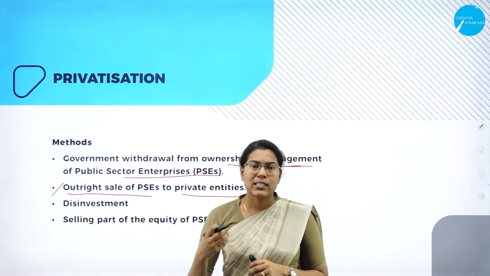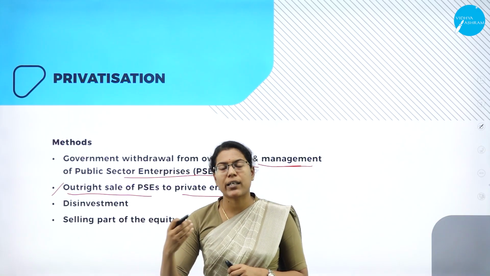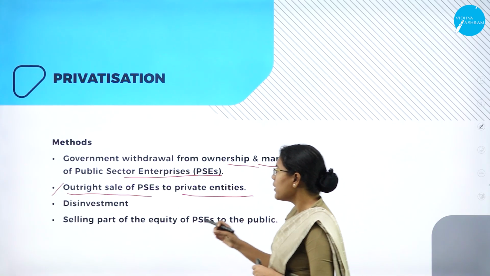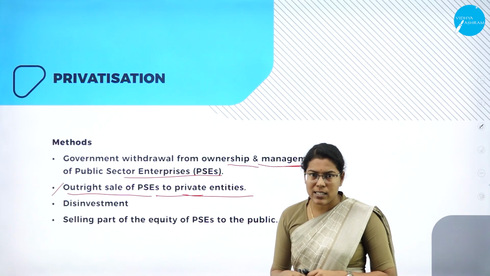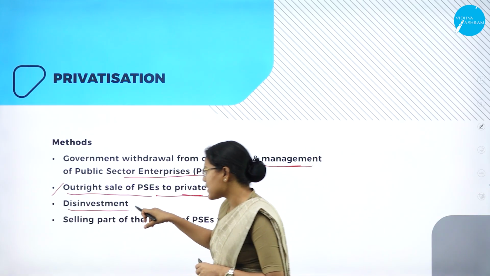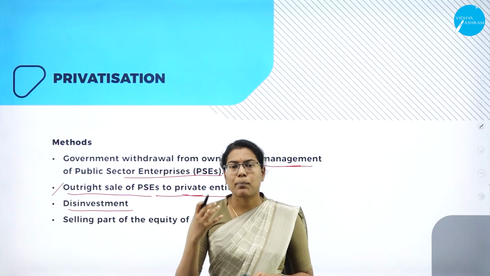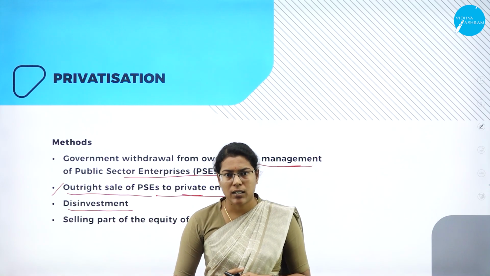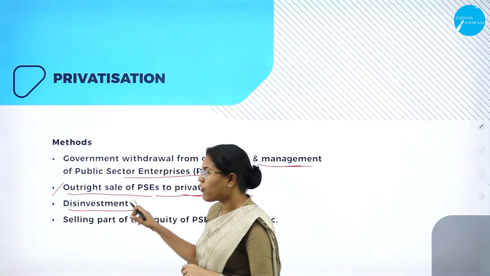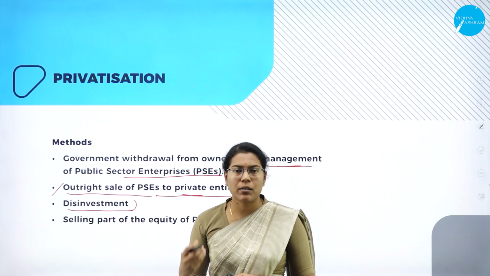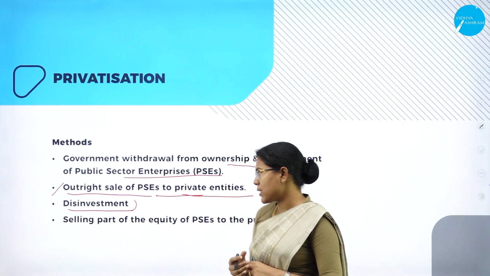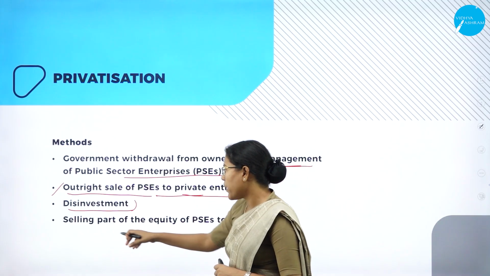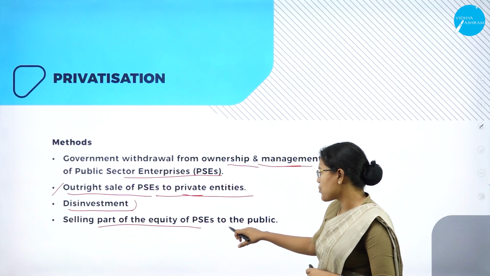Not only giving part of the management or ownership to the private sector, privatization can also be done by selling part of the PSEs to private entities. And there is one concept called disinvestment. Disinvestment means where the private sector invests in and takes up a public sector undertaking. So it is a disinvestment from the side of the public sector, where the public sector enterprise is sold to the private sector. Then they can also go for privatization by selling part of the equity of PSEs to the public.